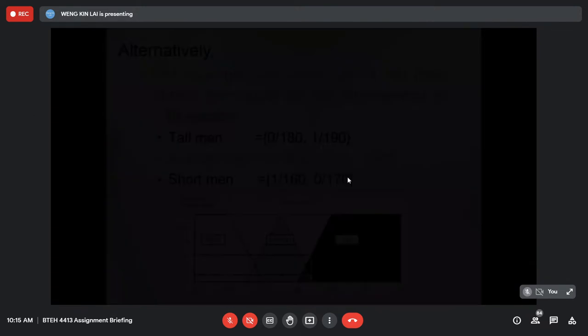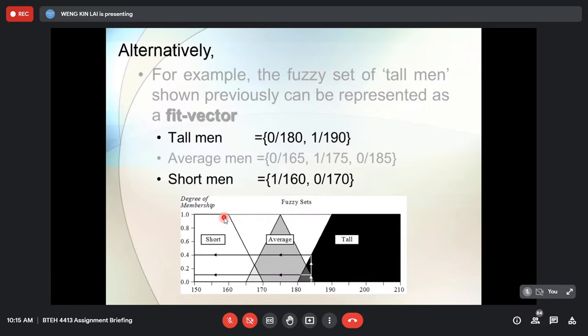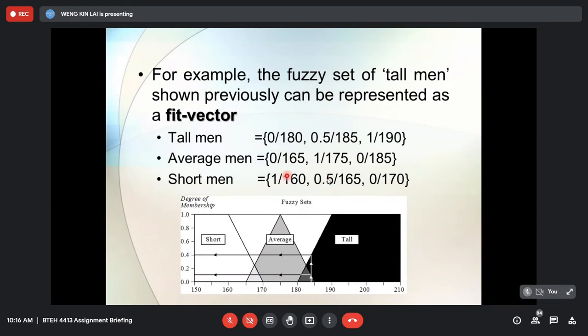If you use 2, it's basically asking: if I give you 2 values here, how can you reproduce this graph for tall and short? I know that anything less than 180 is 0, and anything more than 190 is a 1. In between, I just draw these two points. In some books they put 2, but in most cases they put 3, because average is quite well defined.